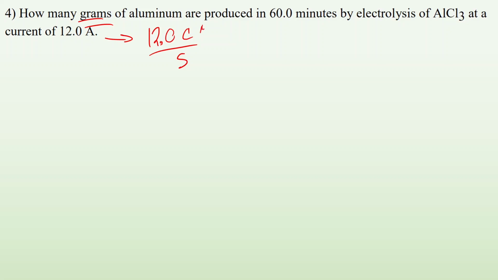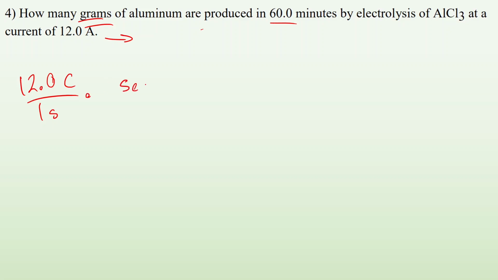This is an amount over time, and they give me time, so I'm going to leave it how I wrote it, with coulombs on top and seconds on the bottom. So I got 12.0 coulombs every second, 60 minutes. Let's start there. If I want to cancel out seconds, I have to put it on top and minutes on the bottom, and I know that 1 minute is 60 seconds. So now I got my minutes.